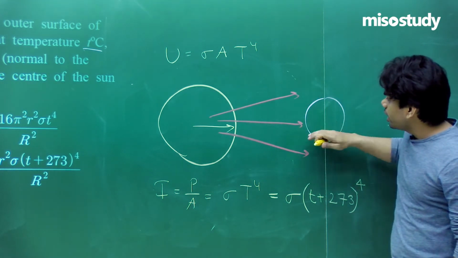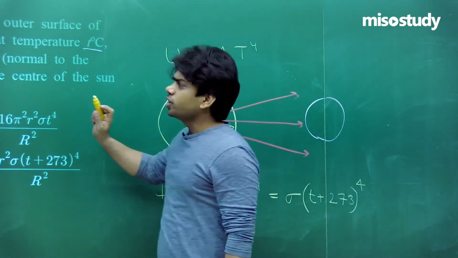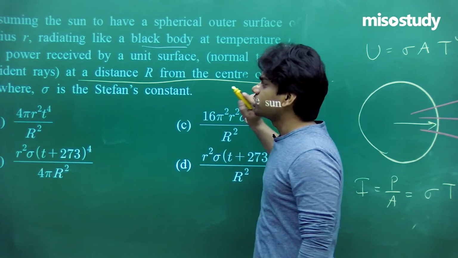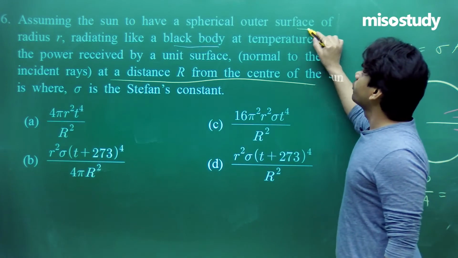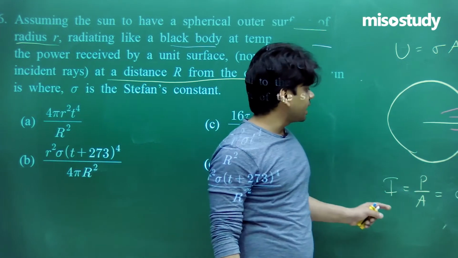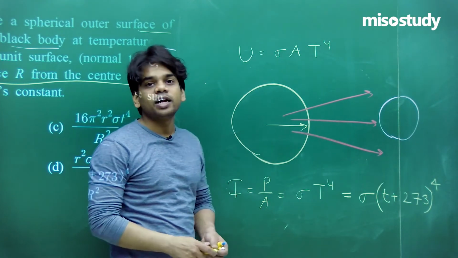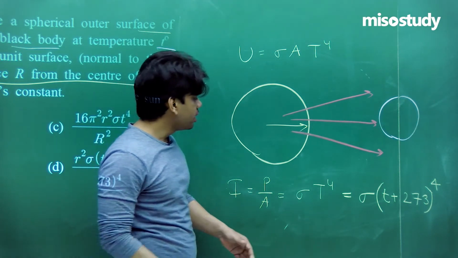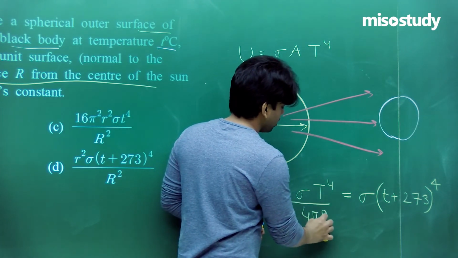Here you can see the area will be 4 pi r square. What is small r? It's said that at a distance r from the center of the sun, we need to find out, assuming the sun to have a spherical outer surface of radius r. So first of all, the intensity that we have to use will be sigma, and the area that we have to use will be the area of the surface of the sun, 4 pi r square. So we should also mention here sigma upon 4 pi r square.